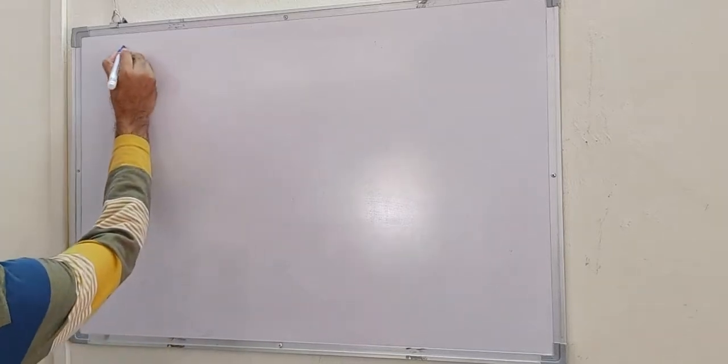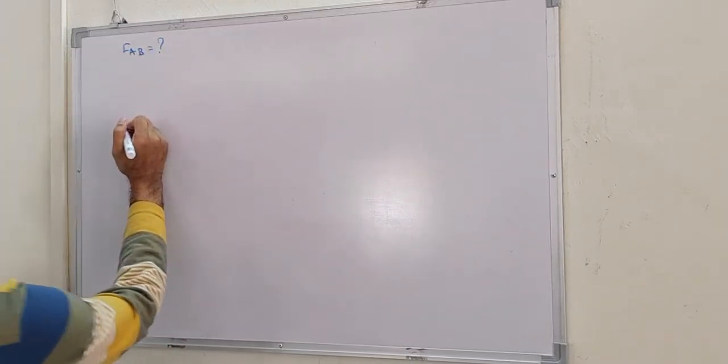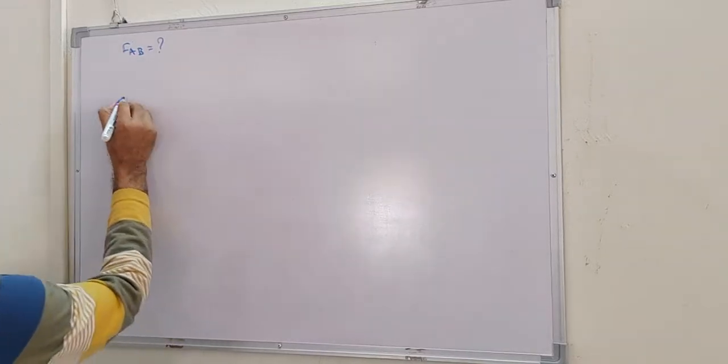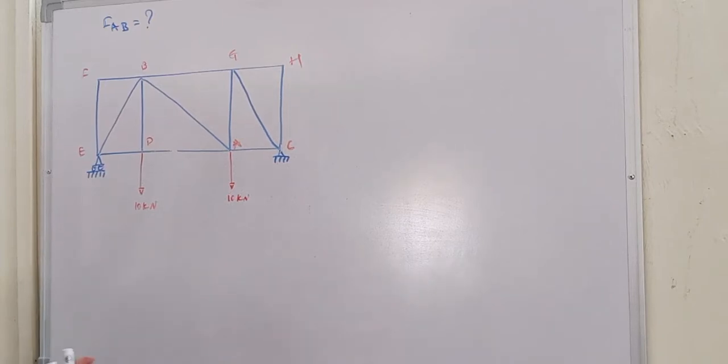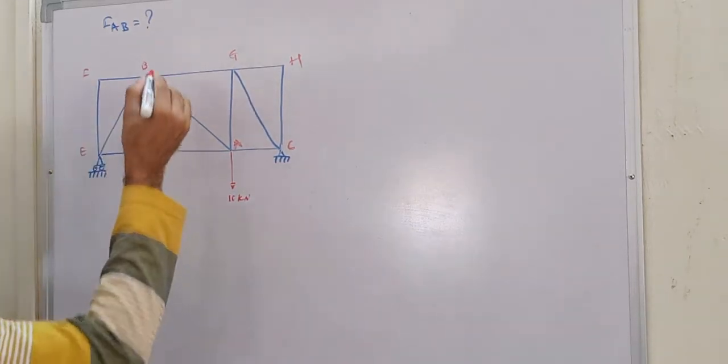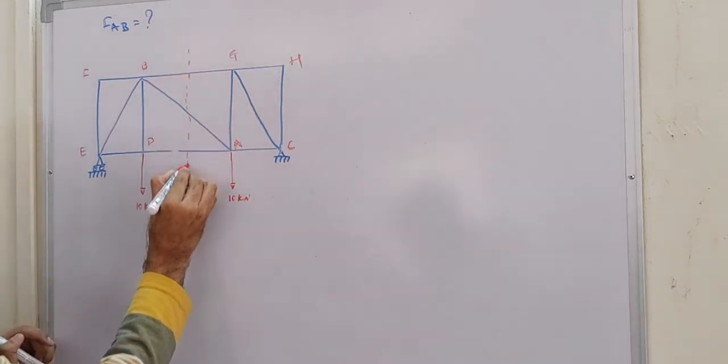Find the force in the member FAB. FAB equals question mark. So for that, what we need to do is cut the whole member. I'll cut it like this.